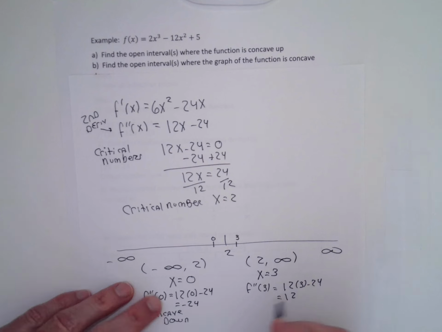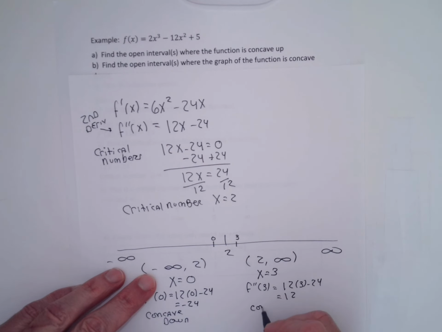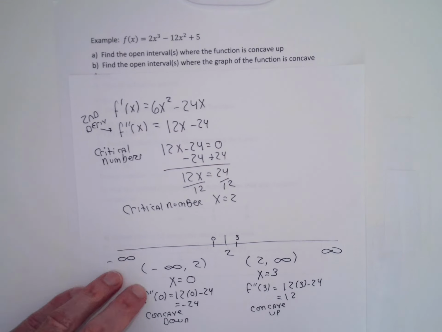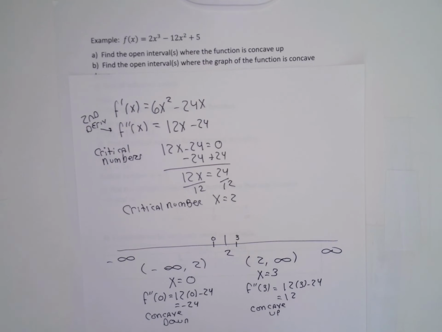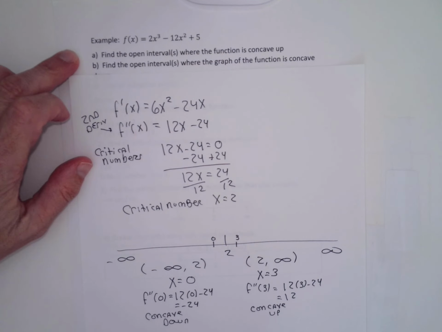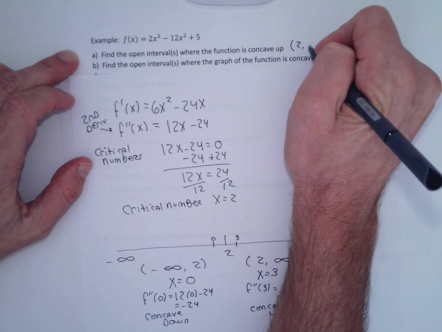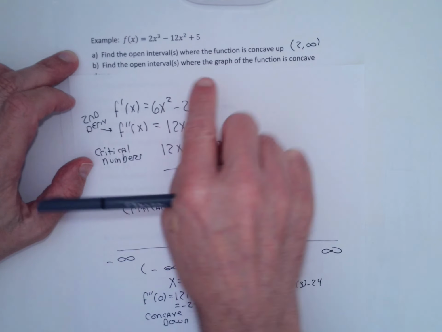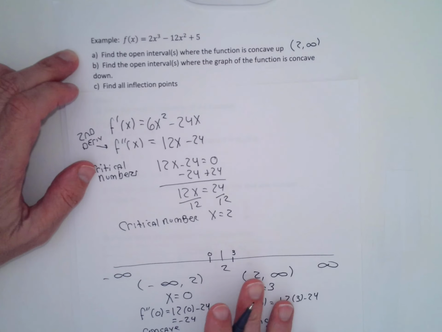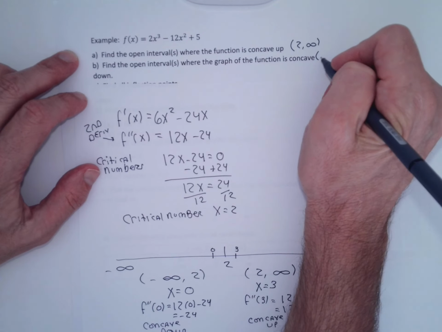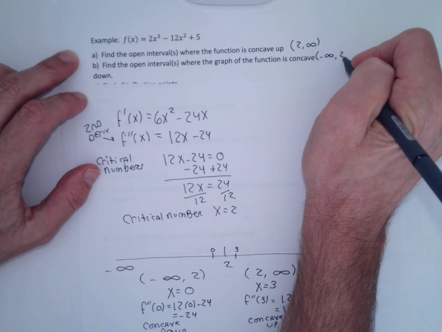And again, it doesn't mean it's increasing. It doesn't mean it's decreasing. Positive into the second derivative means it's concave up. Negative into the second derivative, it's concave down. So when I go to answer the questions, find the intervals where the graph is concave up. It's concave up in the interval from 2 to infinity. Find the open intervals where the graph is concave down. It's concave down in the interval from negative infinity to 2.